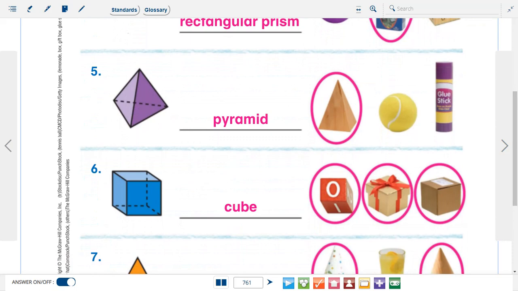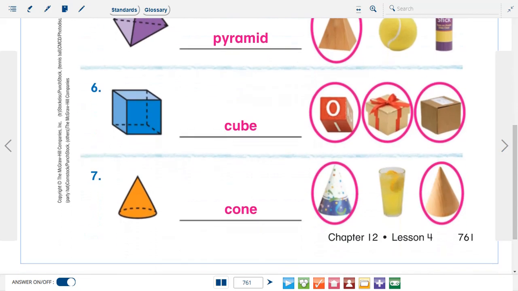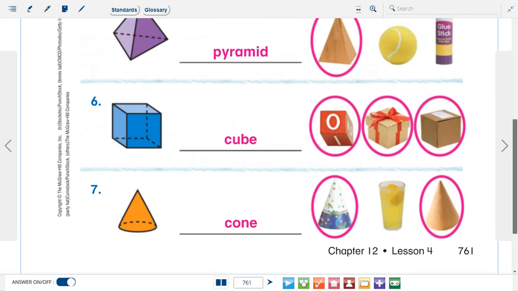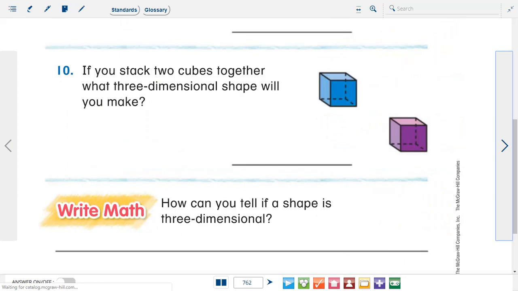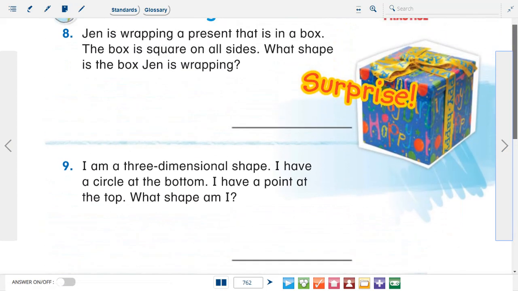Number 6 is a cube. Which one of them looks like a cube? The three of them, the present box, the numbers box, and this cardboard box. Now the last one is a cone. Which one looks like a cone? This and this. Excellent. Grade 2, today's lesson is very easy as you see. No new information. It's all about this.